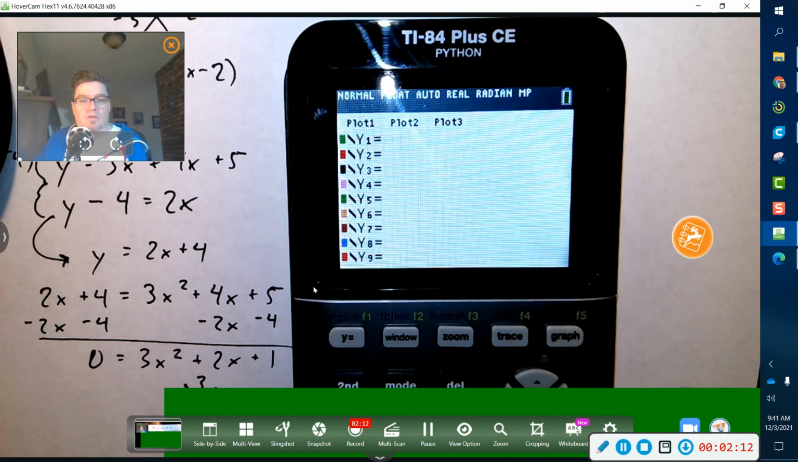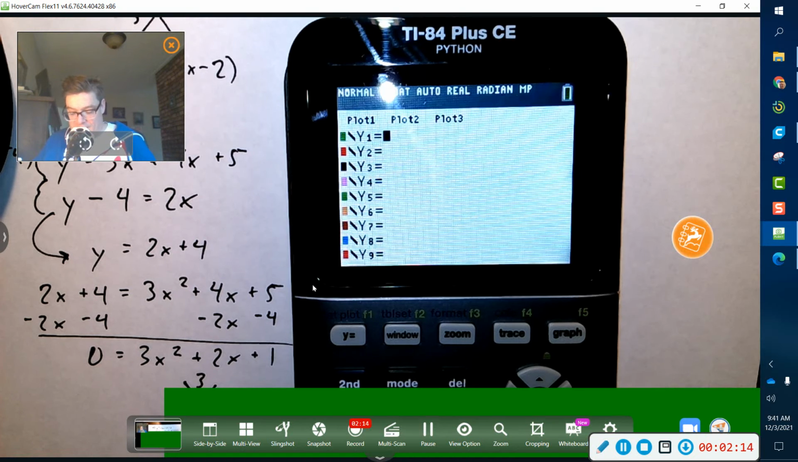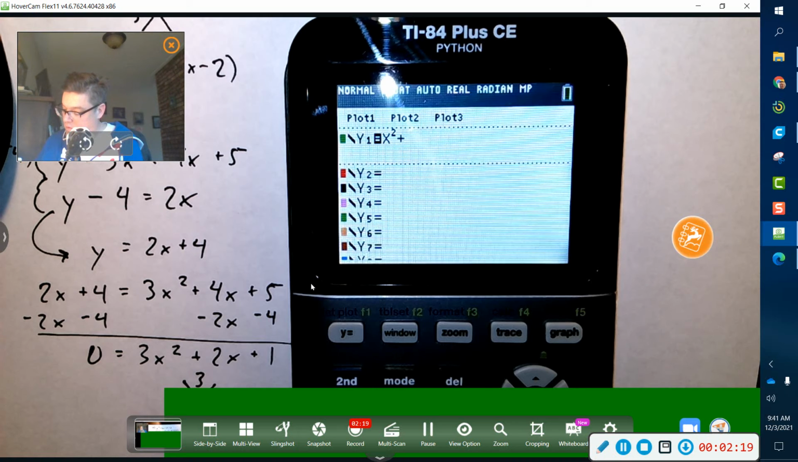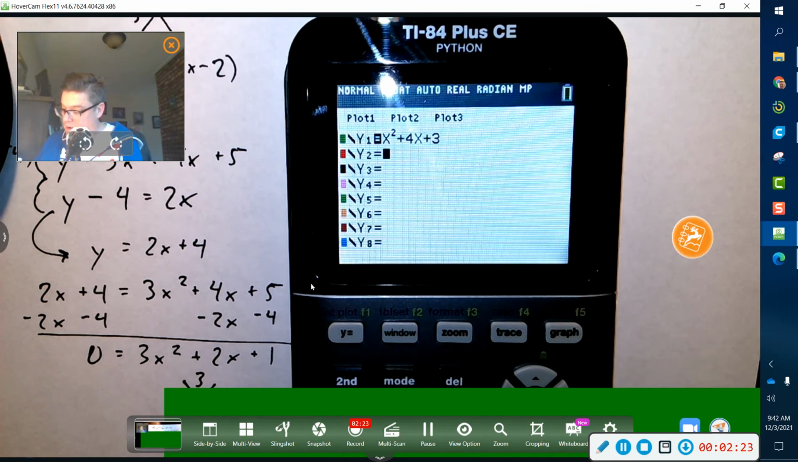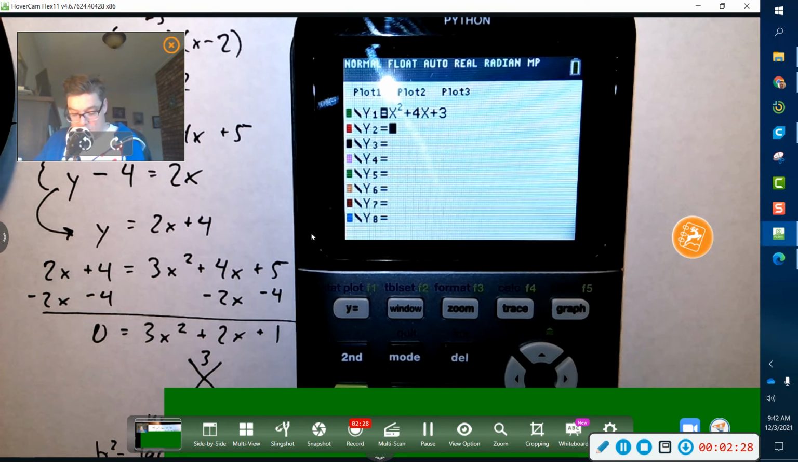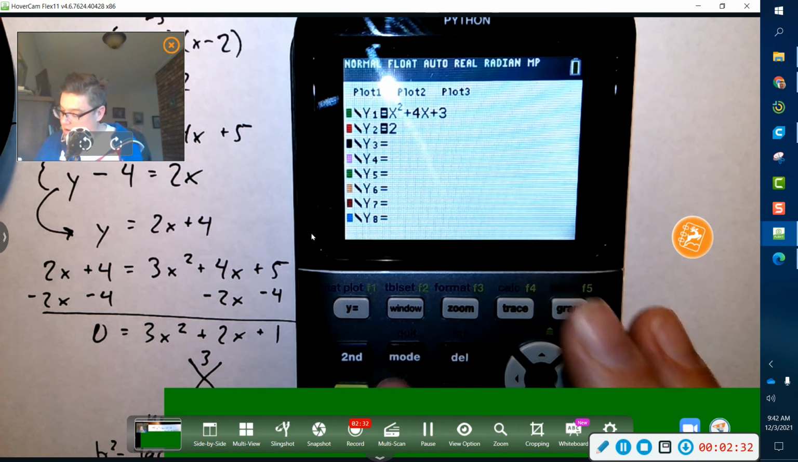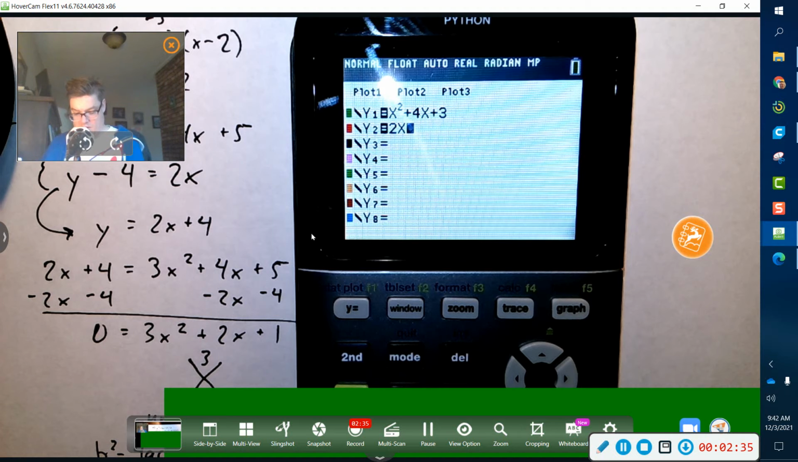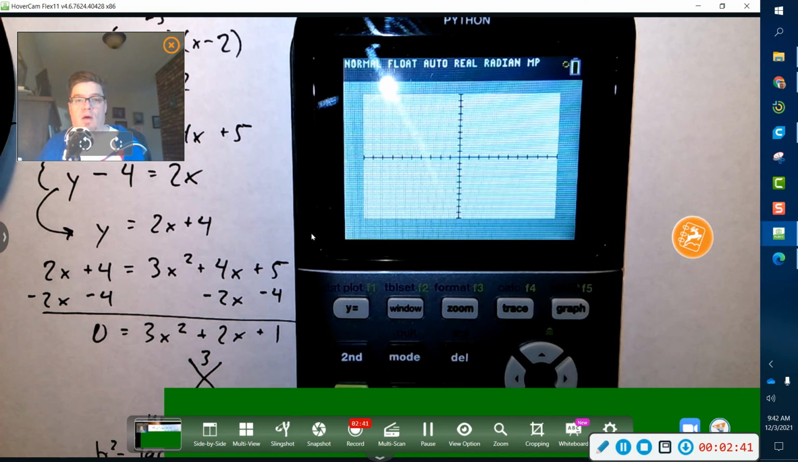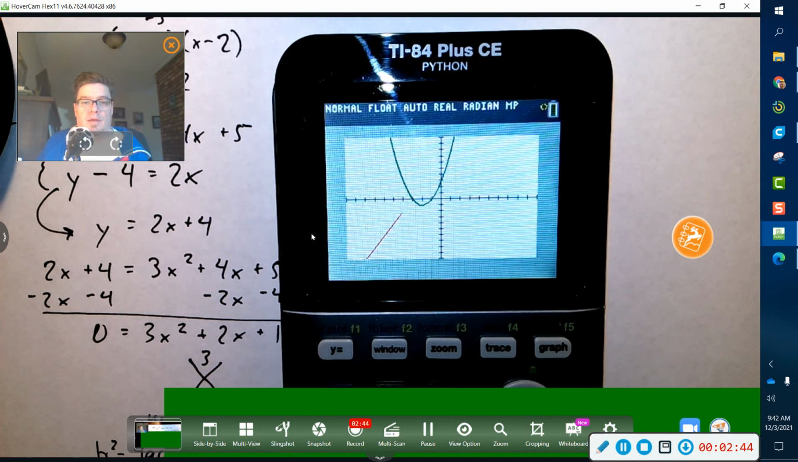So my first y1, according to 55, is x squared plus 4x plus 3. All right, so that's going to be a green quadratic on my screen here. And then the 55 is I've got to move the 2x to the other side for a 2x plus 6. Okay, so that -2x had to be moved over to the other side. Now I'm going to do a zoom standard because I want this to be in its default.